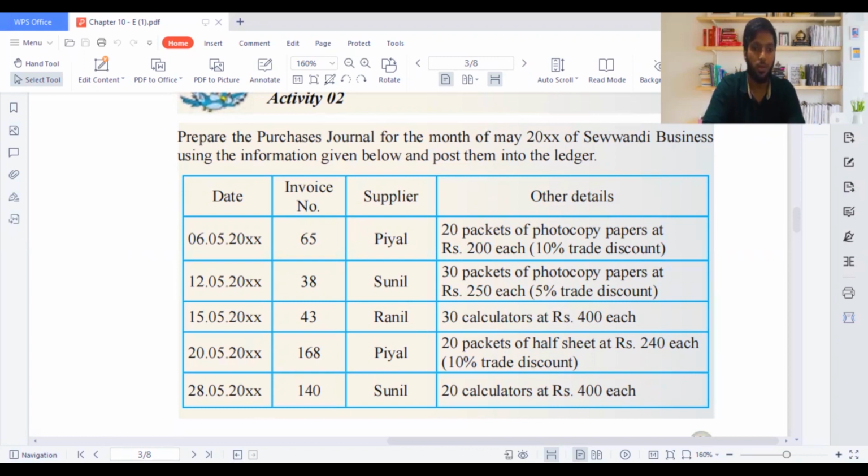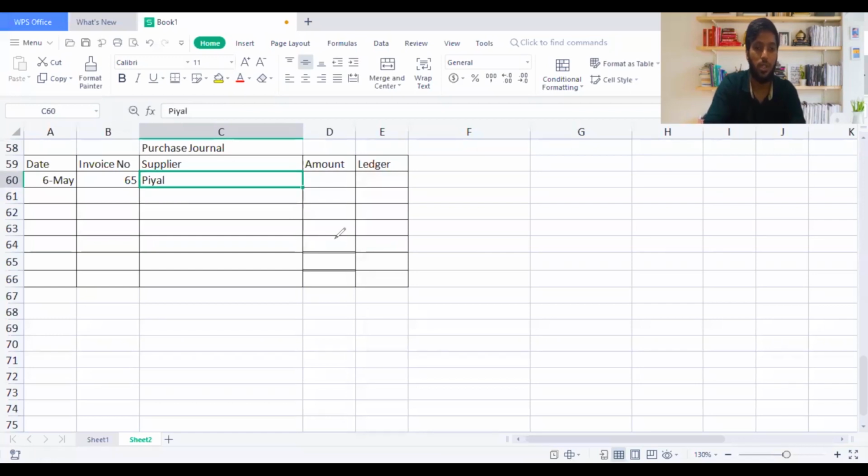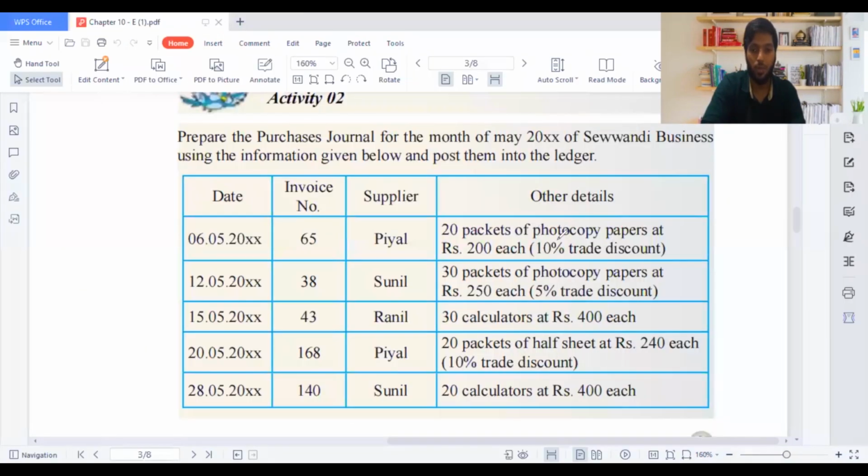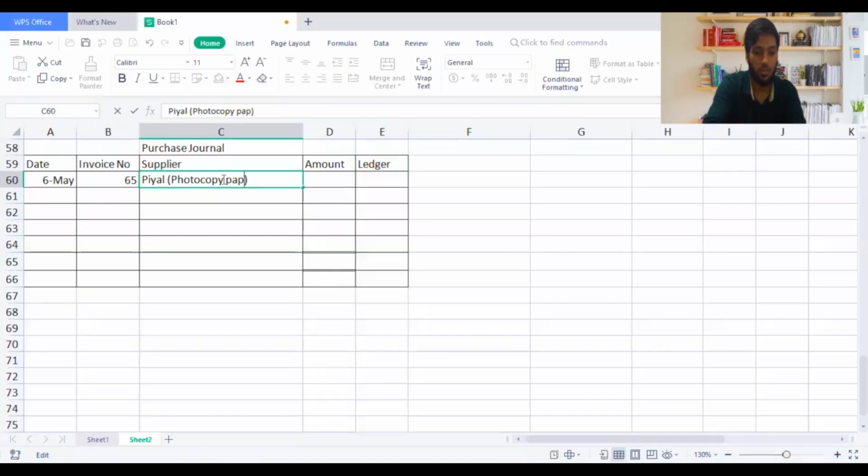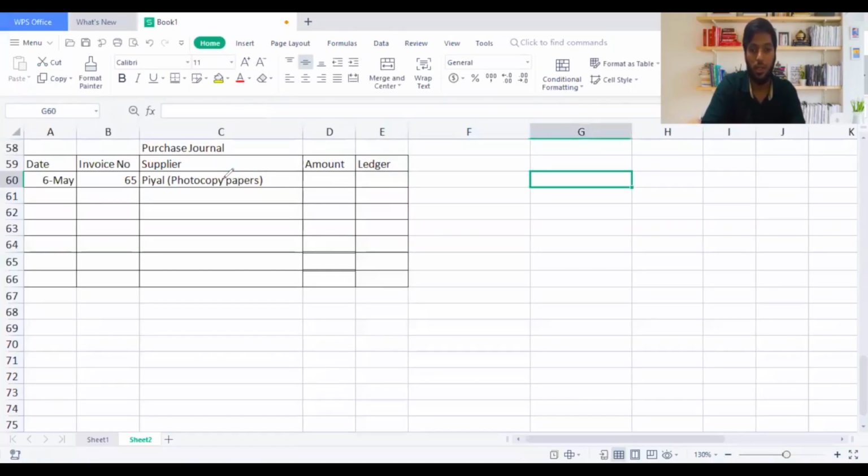Now let me move on to Pial. You don't worry about what they are purchasing actually. You can write it down here if you want, but I don't recommend it. So 20 is the packets of photocopy papers. Photocopy papers is the product we are buying at 200 each. So I'll write here photocopy papers, PL 6th May.